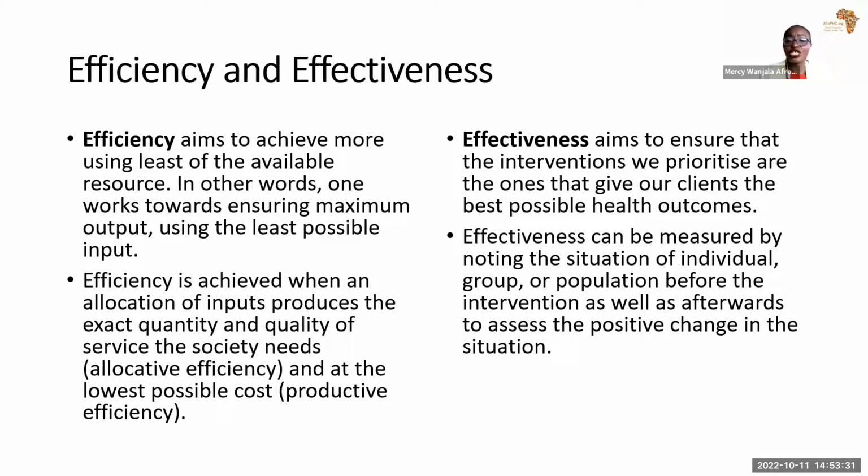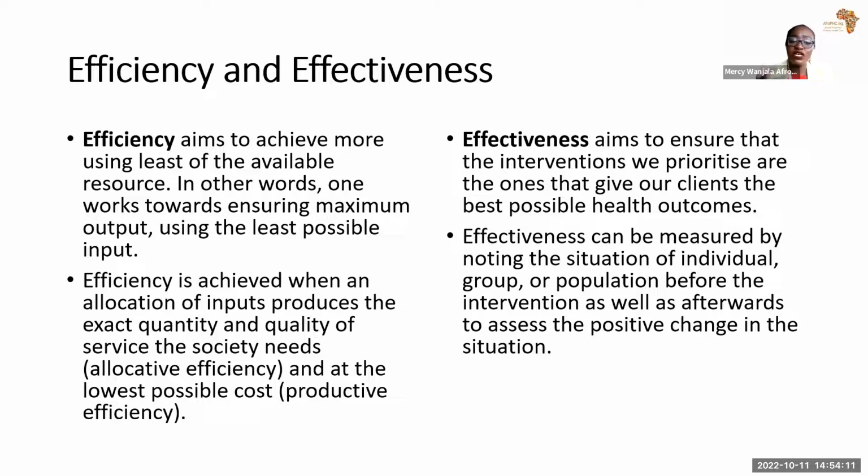So efficiency aims to achieve more using the least of the available resources. In the realm of achieving efficiency is where the issue of lean healthcare systems comes into play. When you look at achieving more using the least available resources, it is how you look at, for example, the issue of comprehensiveness of a visit, how long a visit is supposed to be and what it's supposed to achieve. Because every time a patient comes for a revisit, they utilize not only their own resources, but also system resources. So that is thinking around the issue of efficiency.